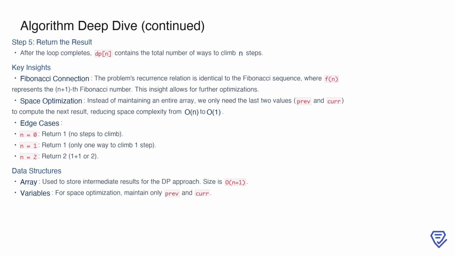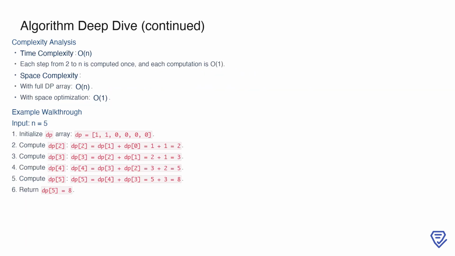Analyzing the complexity, the time complexity of this approach is O of n because we compute each step from 2 to n exactly once, and each computation is constant time. For space, if we store the entire DP array, the complexity is O of n. However, with the space optimization where we retain only the last two values, the space complexity is reduced to O of 1. Let's walk through an example with n equals 5.